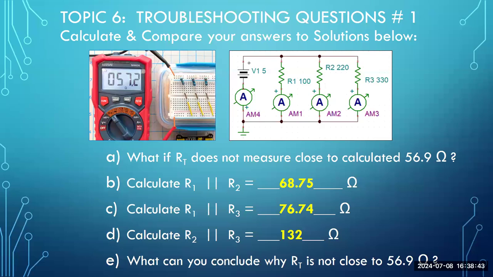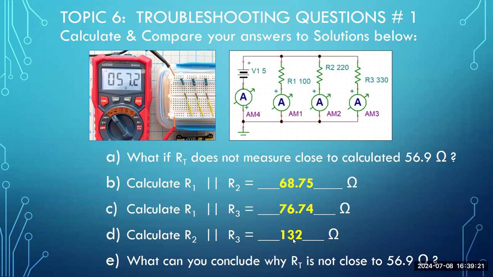Voila, look at that. You calculated 68.75, that is the solution for these two. You calculated 76.74, that is the solution for R1 parallel with R3. You calculated R2, the third calculation of 132 ohms as being the parallel relationship between R2 and R3. In each one of these, is the 68.75 less than the smallest ohmic value? Is the 76.74 less than the smallest ohmic value?